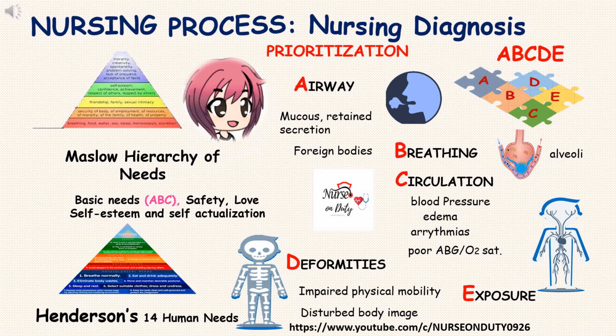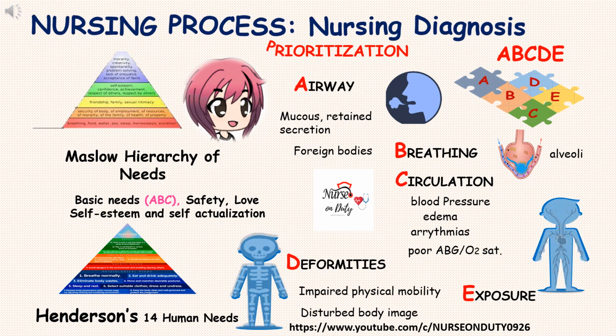After we classify the different types of diagnosis, we need to set the priorities. So, sa prioritization, it is very important that we rank, regroup, and classify the manifestations. If it is a life-threatening problem, it should be prioritized. So, in setting your priority, we need to use as reference the Maslow hierarchy of needs.